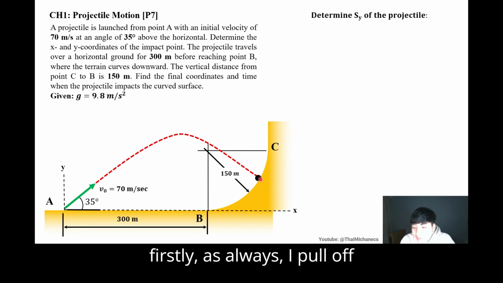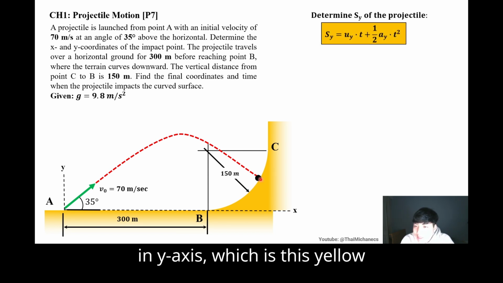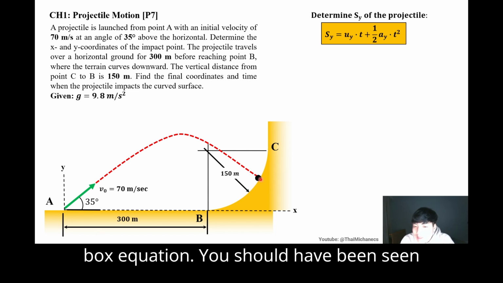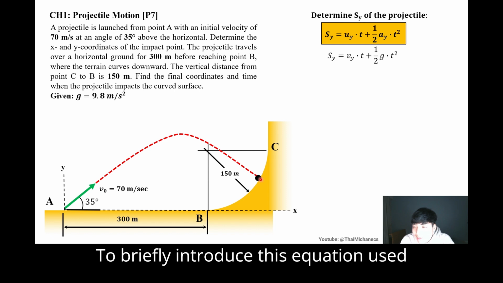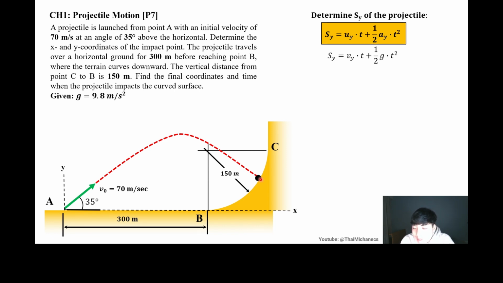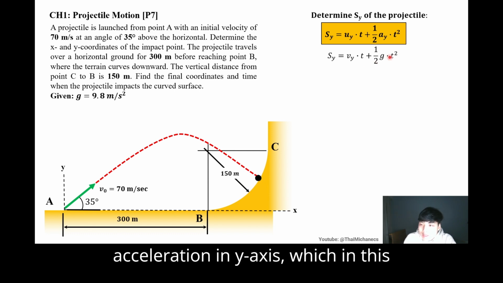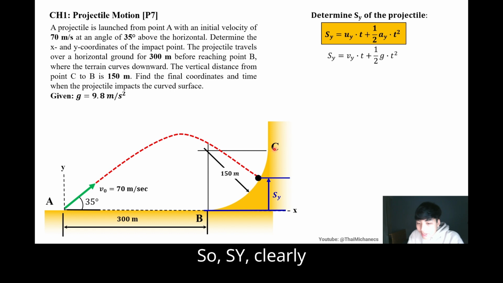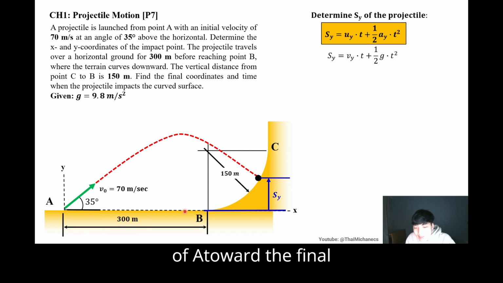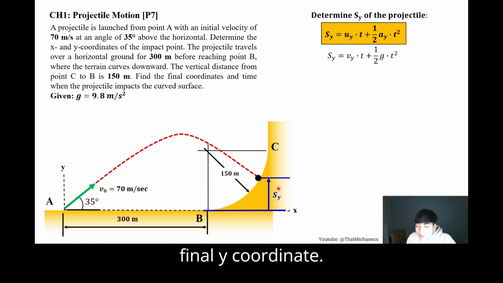Firstly, as always, I pull out this equation for solving the distance in the y-axis, which is this yellow box equation. You should have seen this multiple times if you are watching the videos I made. Briefly, this equation is used for the vertical displacement determination, and it includes the acceleration in the y-axis, which in this case is gravity itself. Sy is the distance starting from the horizontal of A toward the final impact point here.